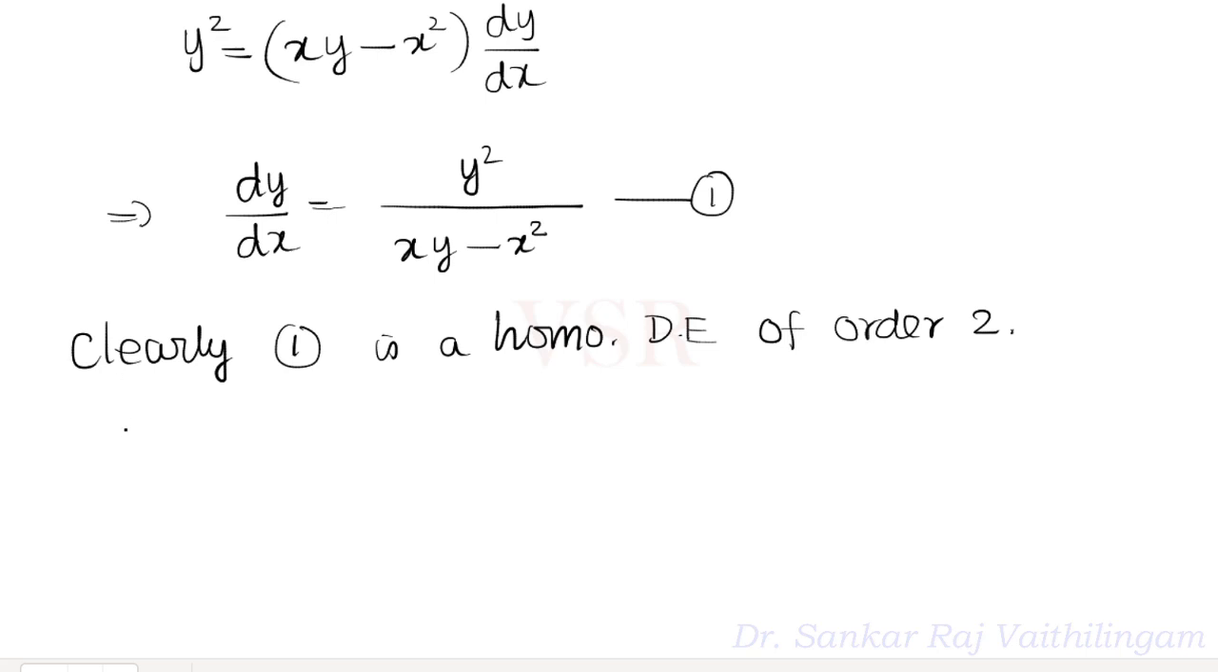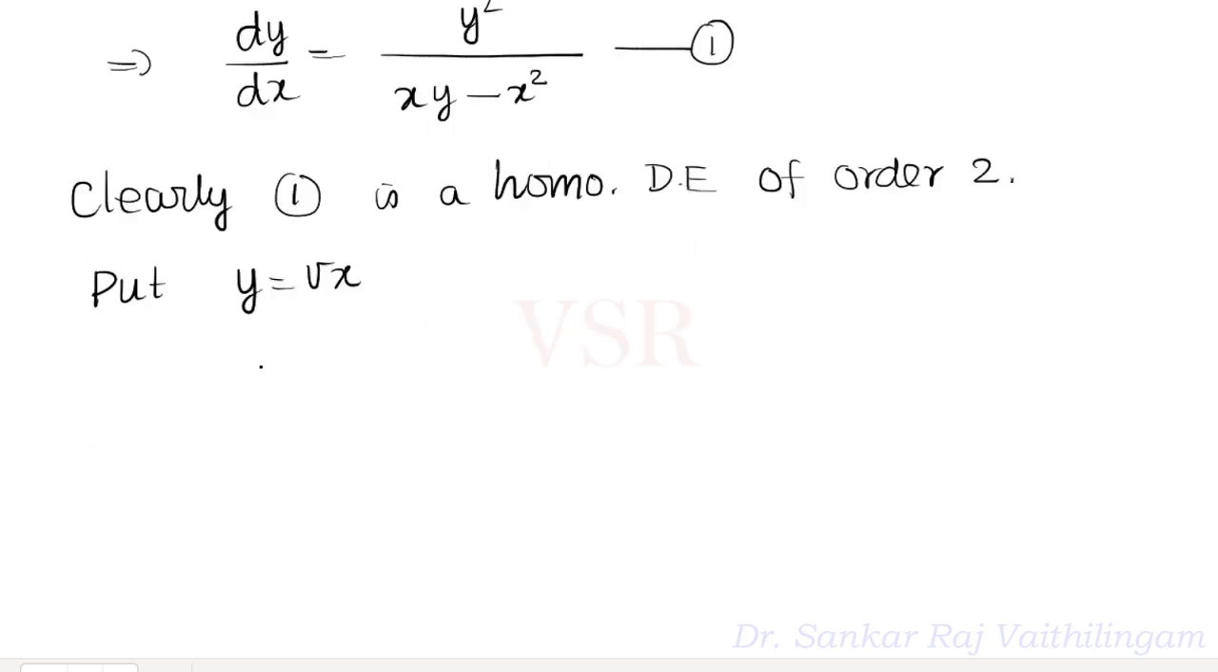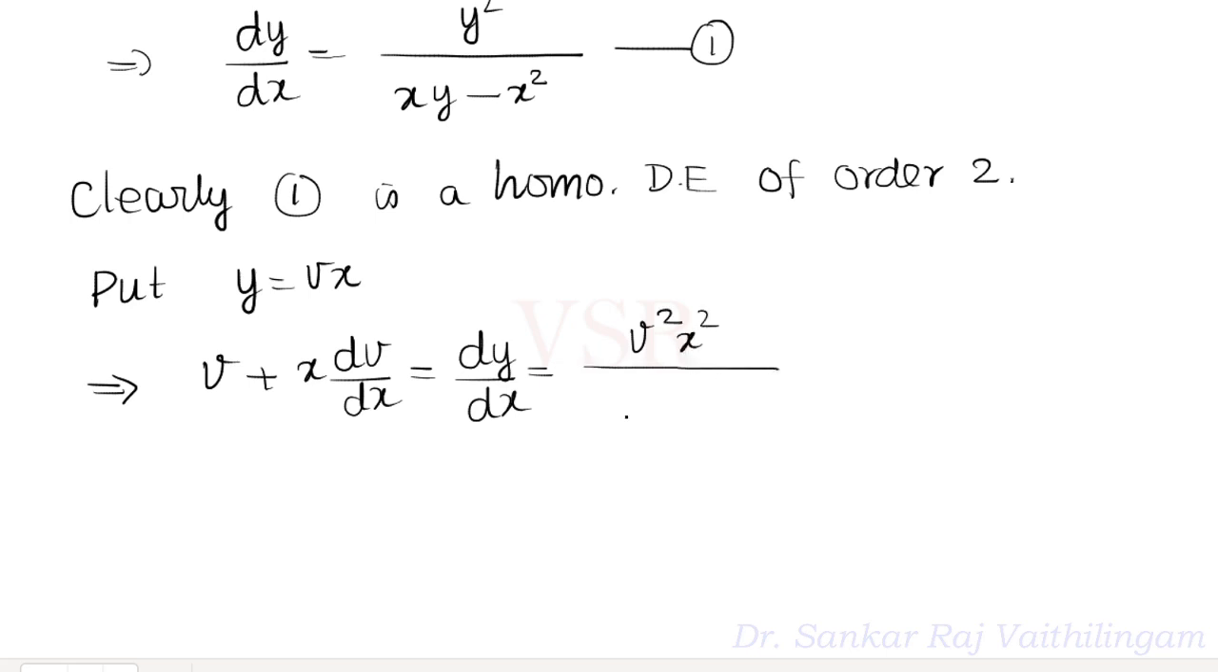So put என்னது y which is equal to v times x. அப்போ what we are having is v, this implies v plus x dv by dx which is equal to dy by dx which is equal to என்ன எழுதிக்கலாம்? v square x square divided by x into vx minus x square.